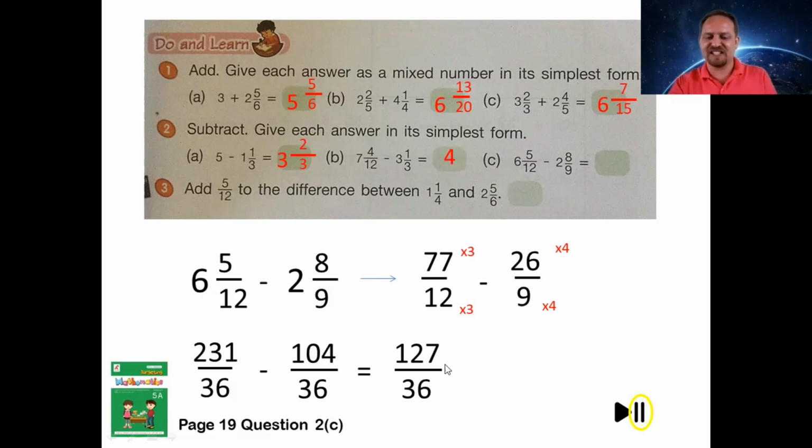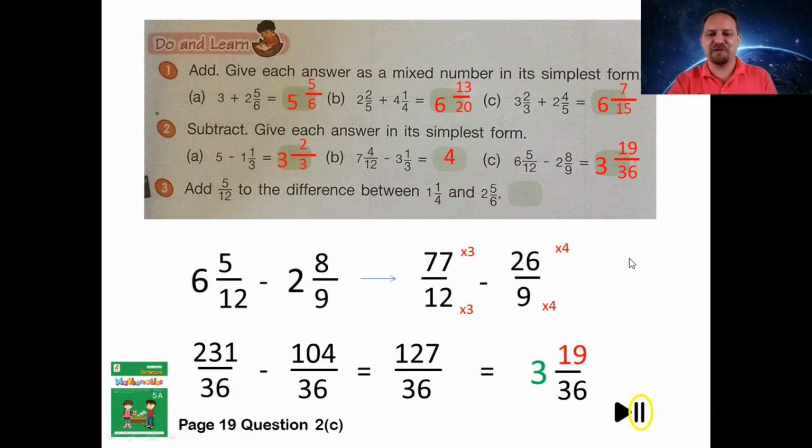127 over 36. Now we must divide 127 divided by 36 equals 3, with a remainder of 19, and we use the same denominator, 36. That was our answer. Very good job if you have got these correct so far. Well done.